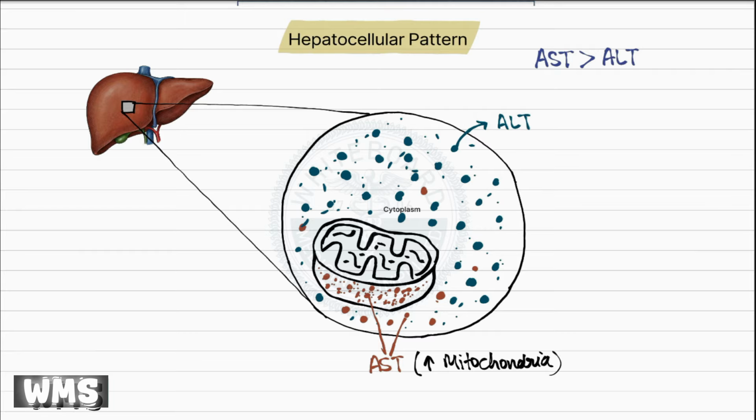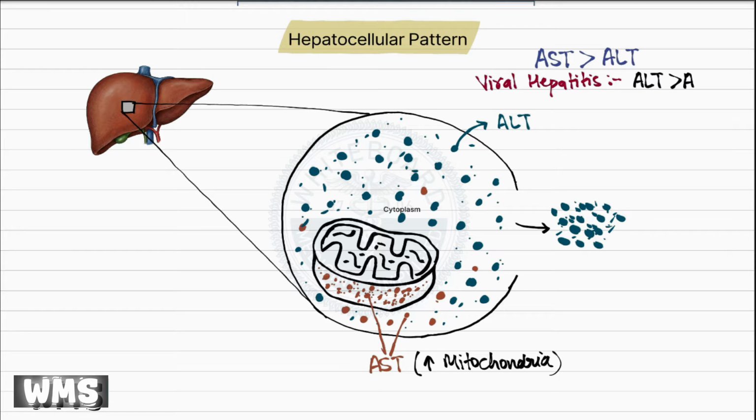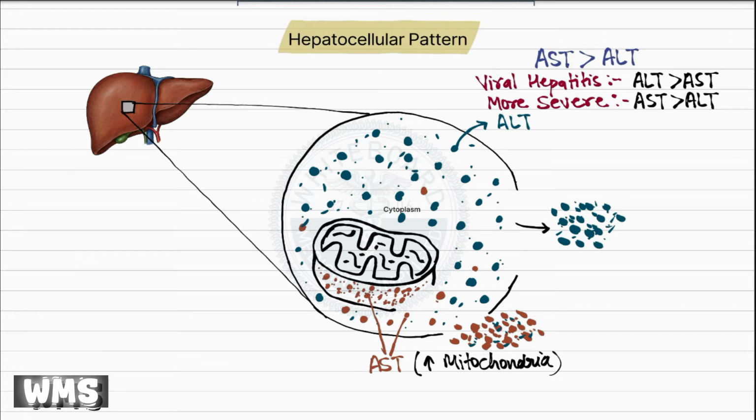For example, in inflammatory or infective conditions like viral hepatitis, the main damage is to the cytoplasmic membrane. So there is a relatively greater increase in ALT compared to AST because ALT is present in cytoplasm. On the other hand, in infiltrative or more severe disorders where both mitochondrial and cytoplasmic membranes are damaged, AST tends to rise more than ALT. This is why comparing the two becomes clinically useful.